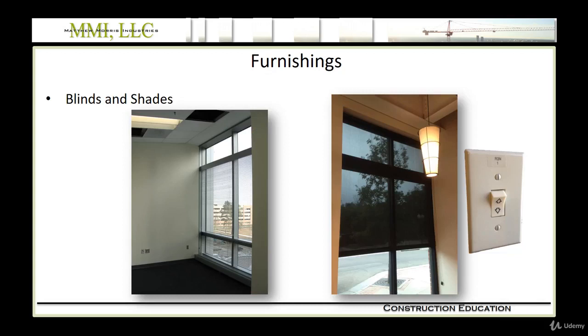Next up would be furnishings, and the first item would be blinds and shades. So blinds, as you see on the left, are usually horizontal window blinds, and I'm sure we're all used to these in our home, for example. Shades in a commercial setting are usually roller shades like you see on the right, and the fabric is usually one of two things. It's either light filtering, which means some light comes through, and that's what you see in the photo, and the architect would specify the openness factor, such as 10% or 20% openness, depending on how much light he or she wants to bring into the building.